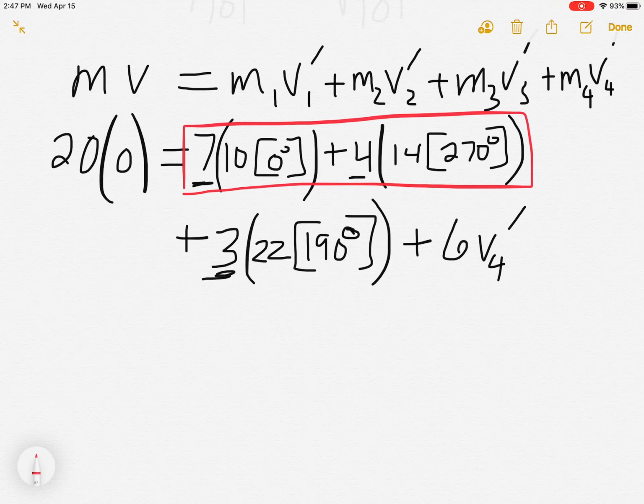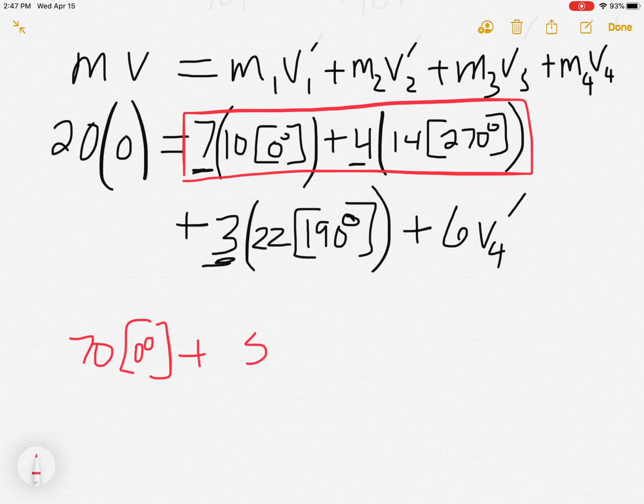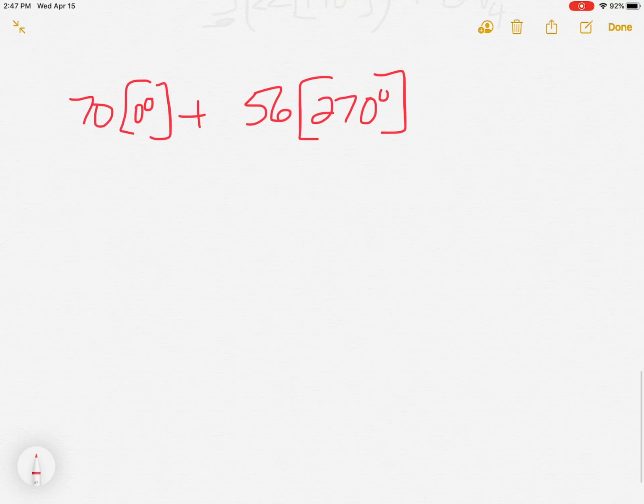We're going to look at the first 2 here. I'm going to change colors. We're going to add these 2 up first. Okay, so 7 times 10 is 70. We're adding 70 at 0 degrees. That's the momentum. And we're adding 4 times 14, which I think is 56, right? So that's 56 at 270. We have to add those 2 momentum vectors. How do you add them? Tip to tail. So take the first one and draw it this way.